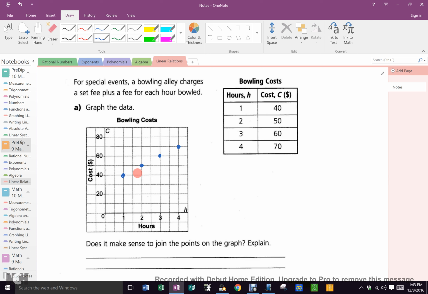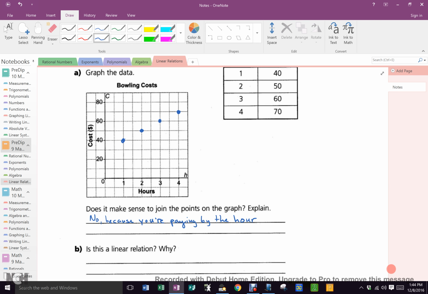So, Sam says no because you're paying by the hour. One sec, I'm just finishing writing. Because you're paying by the hour. I would say, possibly, depending on the bowling alley. Agreed?